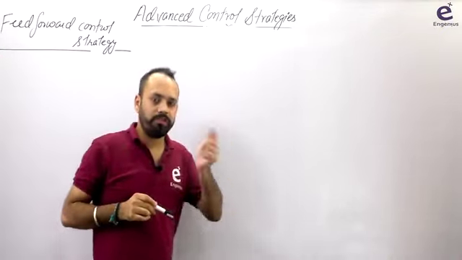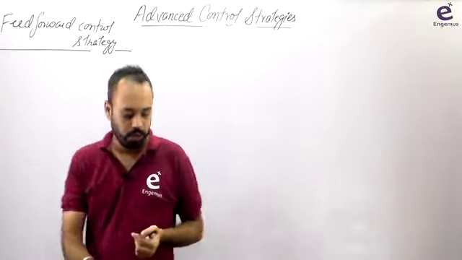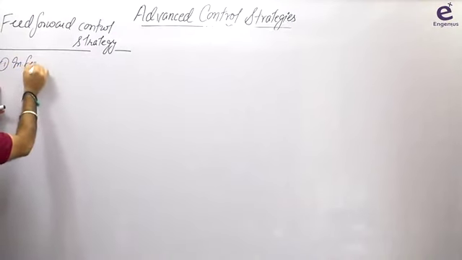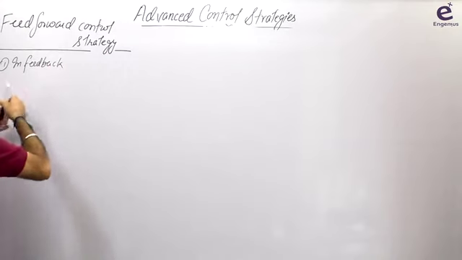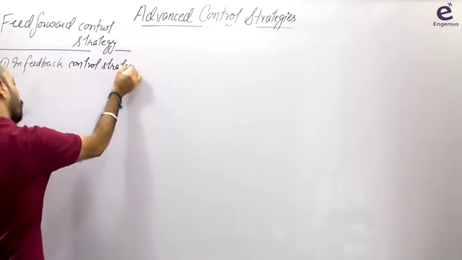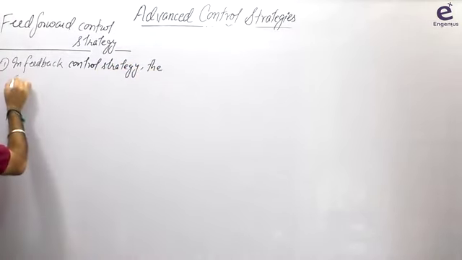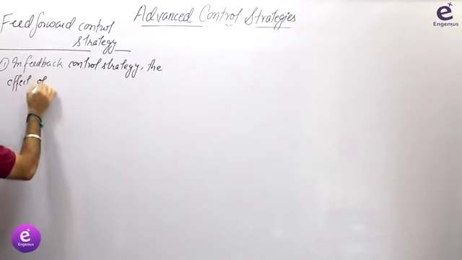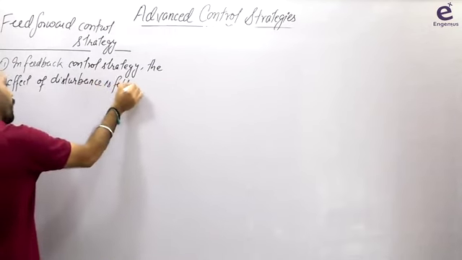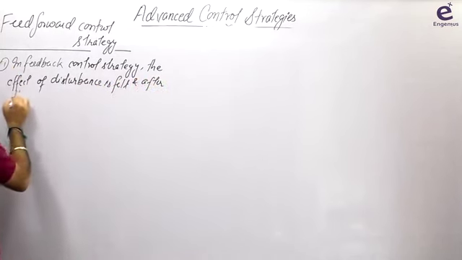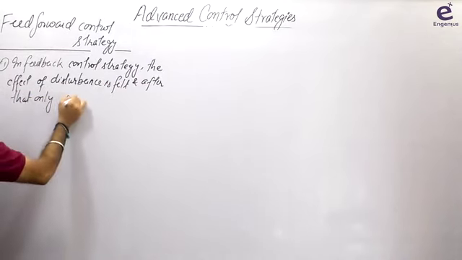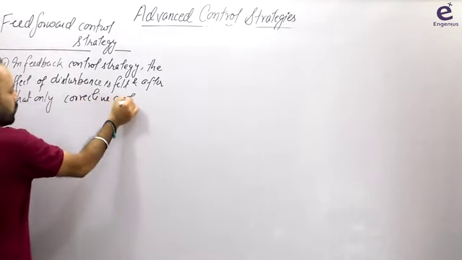Now, how it is different from feedback, that we have to mention here. So write down that in feedback control strategy, the effect of disturbance is felt, and after that only corrective action is taken.